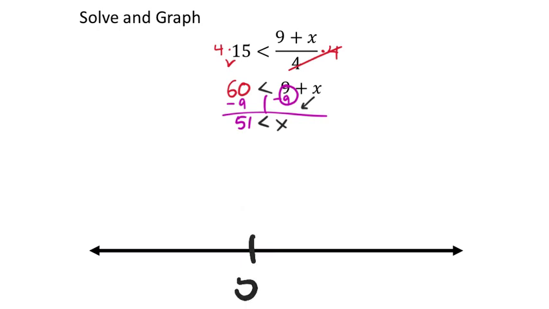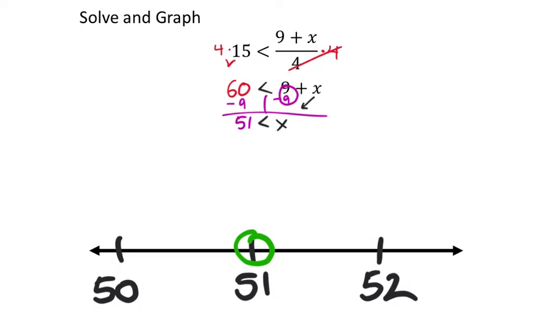So right in the middle, I got this positive 51. I got one to the right, one to the left. To the left is 50. To the right is 52. Now this one, it's not equal to the x, so at 51, I got an open circle, which again indicates that 51 would make the original inequality false. This one is eating the x, so the line will go to the right. Boom.